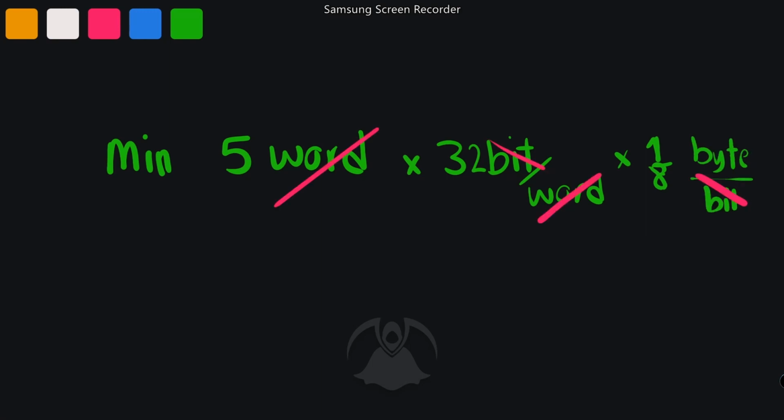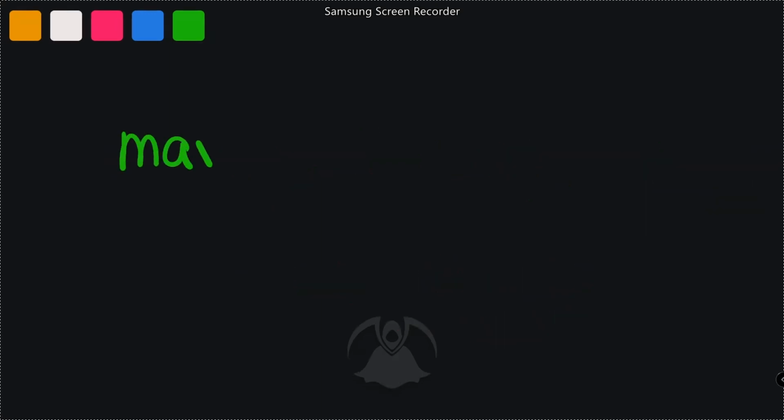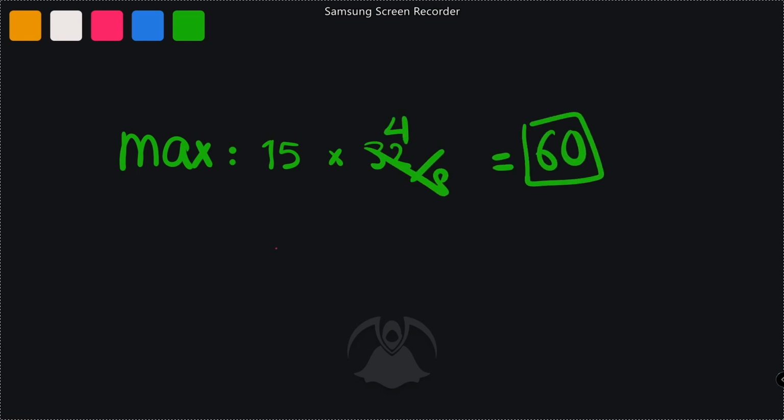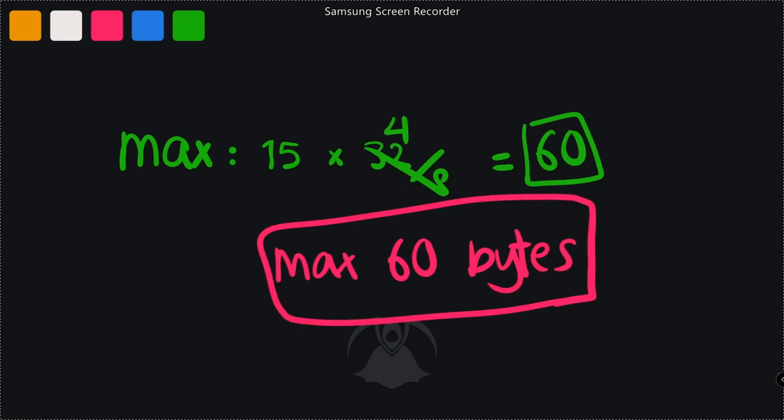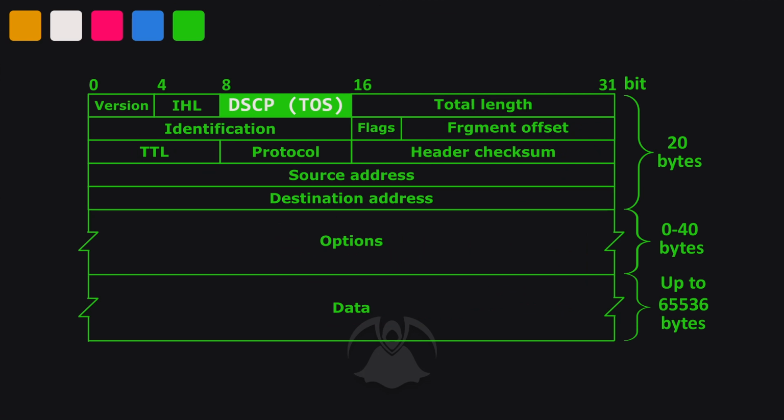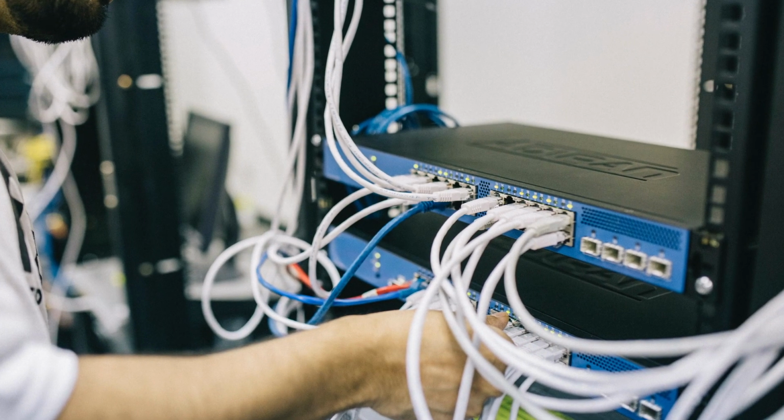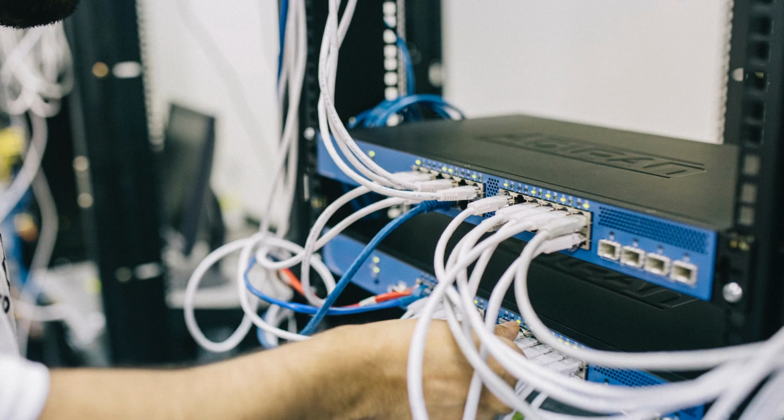A header can be 5 words minimum and 15 words maximum. In bytes, that is 20 to 60 bytes long. DSCP, or differentiated service code point. This field was originally called the type of service, or TOS. This field helps the network admins prioritize specific types of traffic.